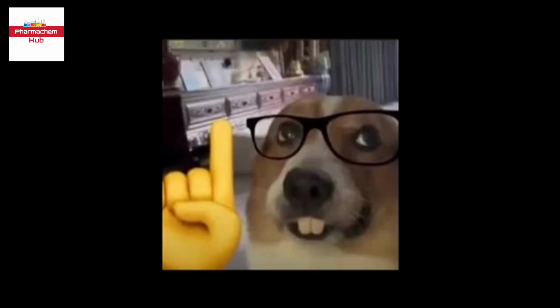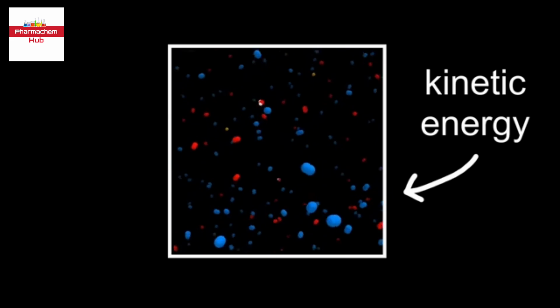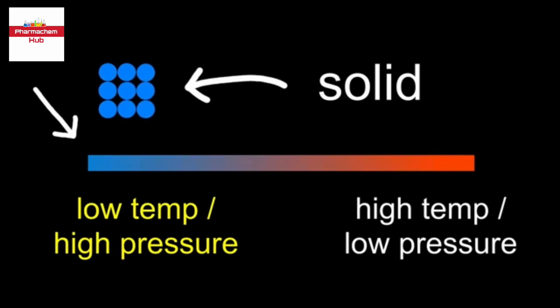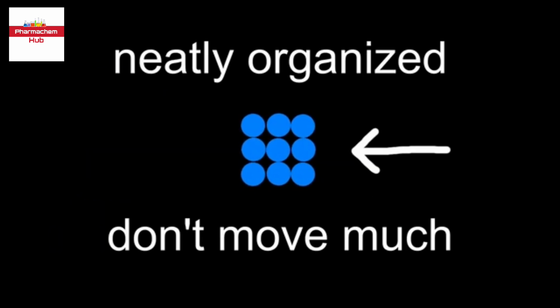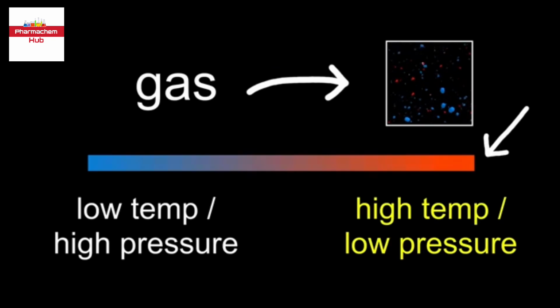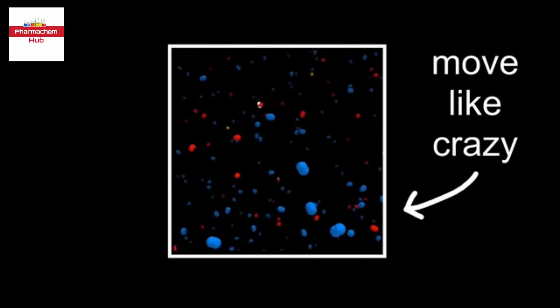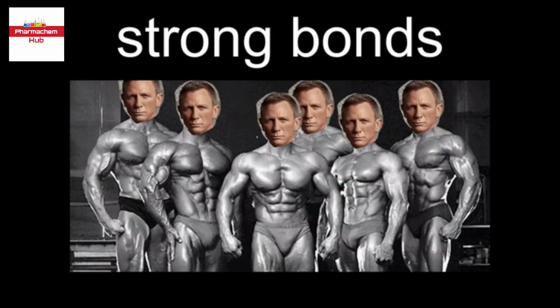Knowing this, we can find two important words. Temperature is the average kinetic energy of particles in a system, or how much and how fast they move, and entropy is the amount of disorder. Substances tend to be solid at low temperature and/or high pressure, which is a state of low entropy, as they're neatly organized and don't move that much, and gas at high temperature and/or low pressure, where they move around like crazy, so it's a state of high entropy.